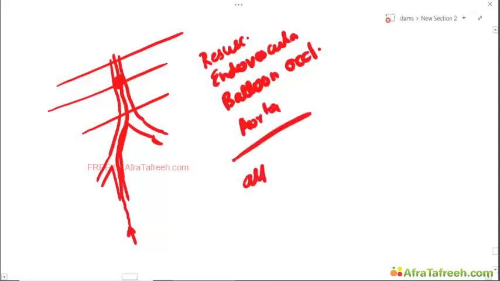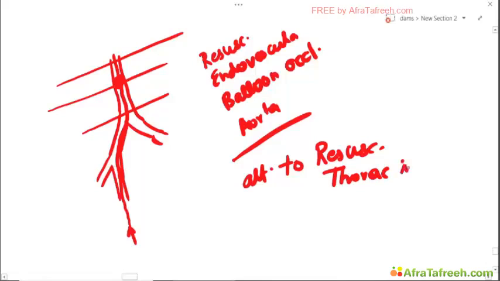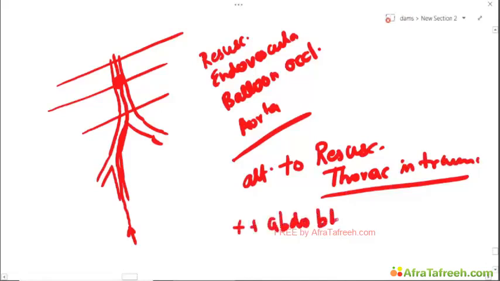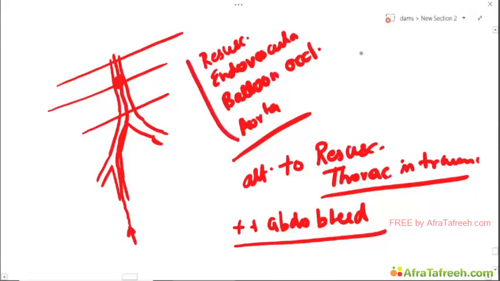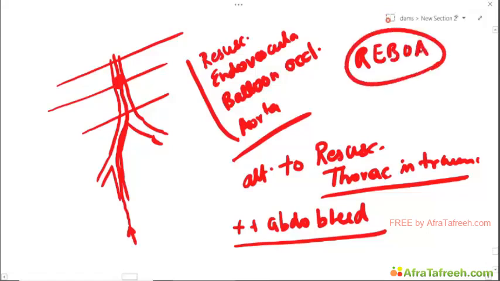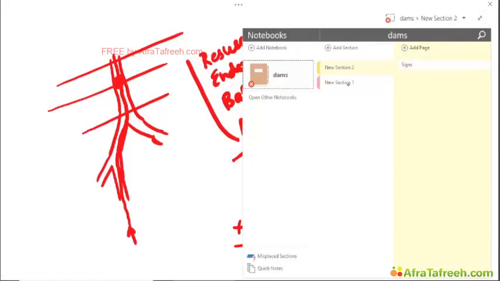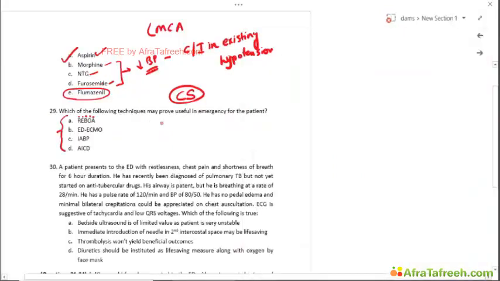This is one of the alternatives to resuscitative thoracotomy in trauma. Okay, so if there is significant abdominal bleed, instead of cross clamping the aorta, which is done after resuscitative thoracotomy, instead you do a REBOA, which is an endovascular treatment and is less invasive as compared to doing a full thoracotomy. Okay, so this is about REBOA.